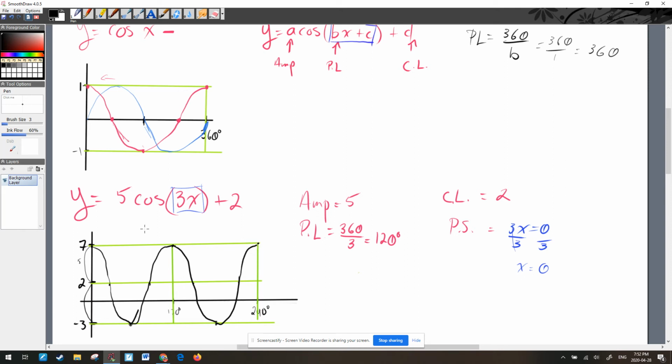Now, imagine that it was sine. So if we had the exact same sine graph, y equals 5 sine of 3x plus 2. Everything about the framing would be identical, right? So the amplitude's the same, the period length's the same, the center line's the same, and the phase shift is the same. The only thing that differs between cosine and sine is where it starts from. Sine starts from the middle, cosine starts from the top.